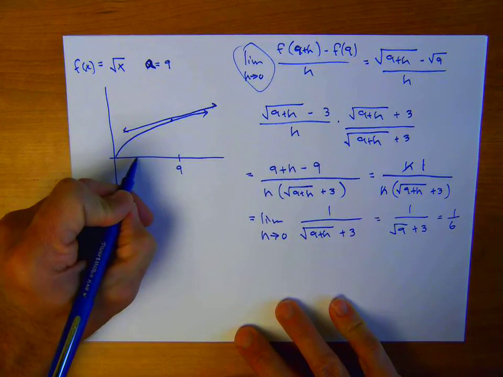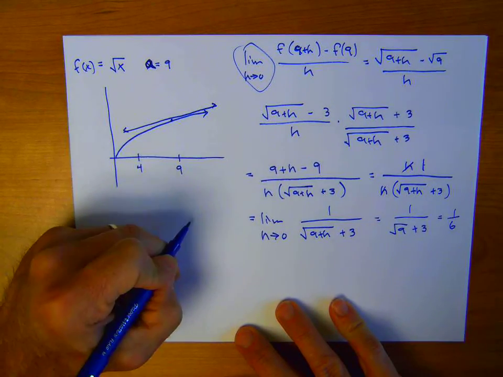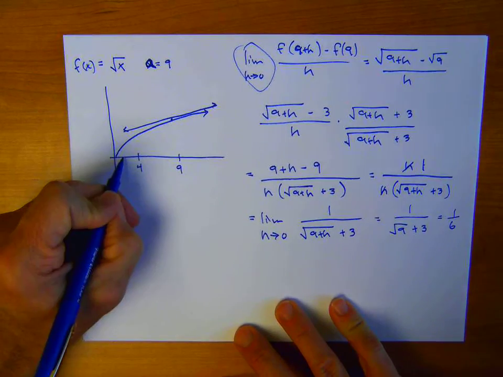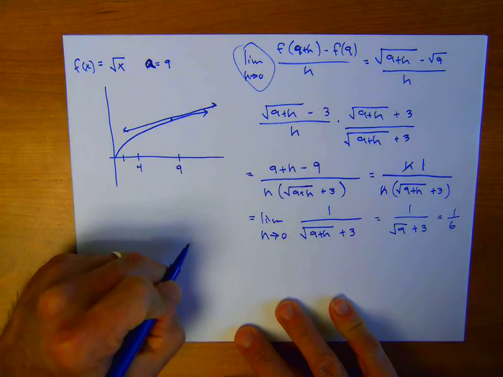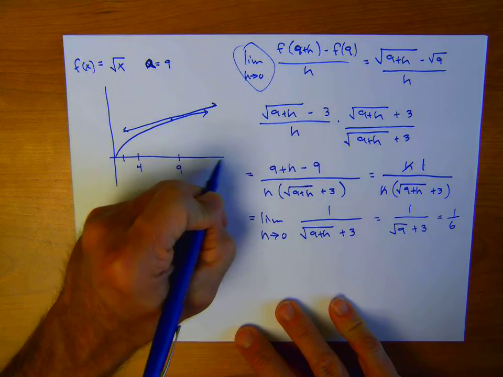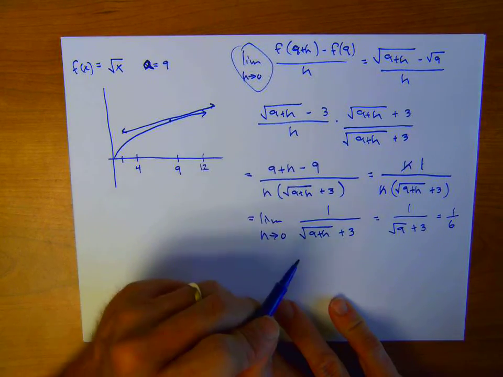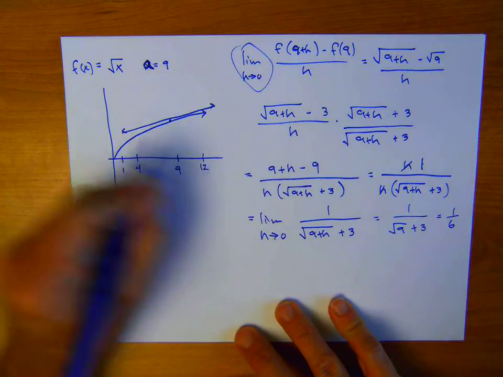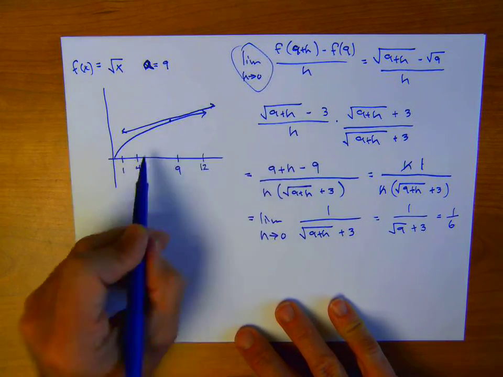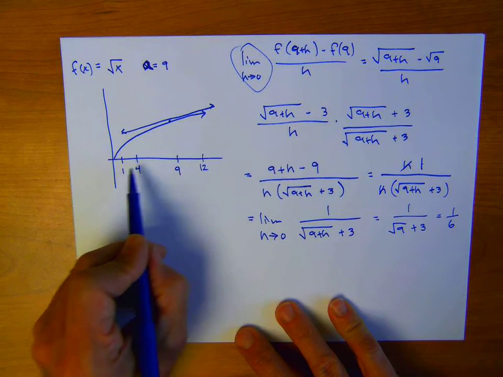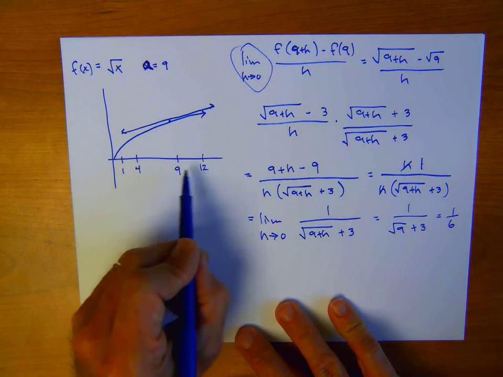If I wanted to do it, say at 4, I'd have to do this all over again, and I'd have to change the 9 to a 4. Or if I wanted to do it, say, at 1, or at 12, that wouldn't work out so nicely because 12 is not a perfect square. But anyways, you get the idea. Every time I want to find the slope of a specific tangent line at a specific point, these are examples of a because they're at a specific point.